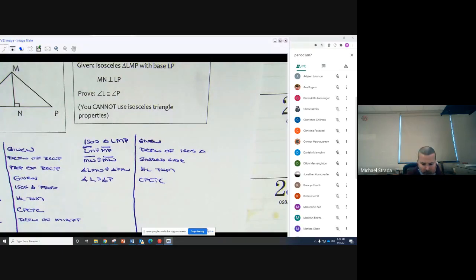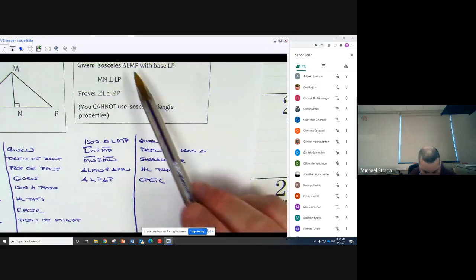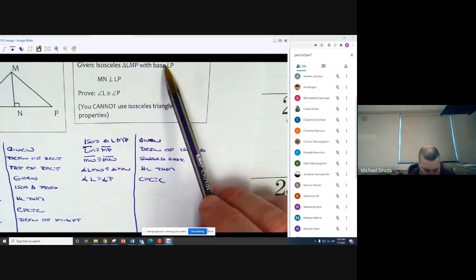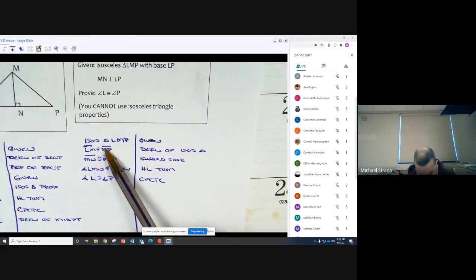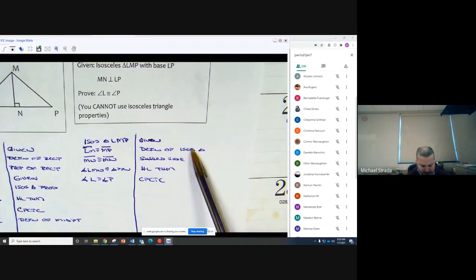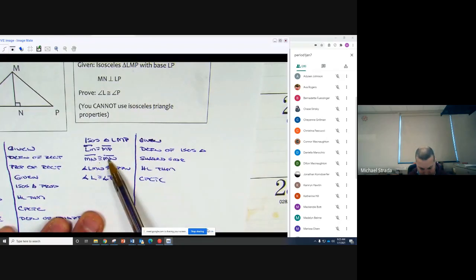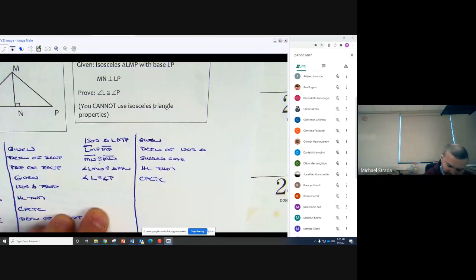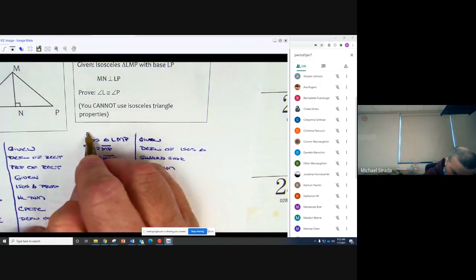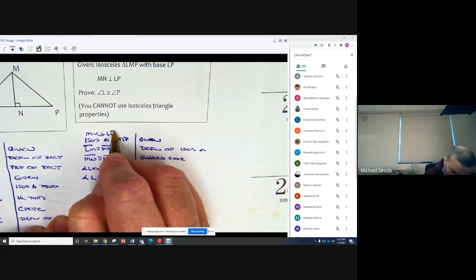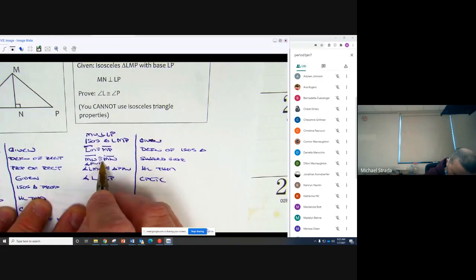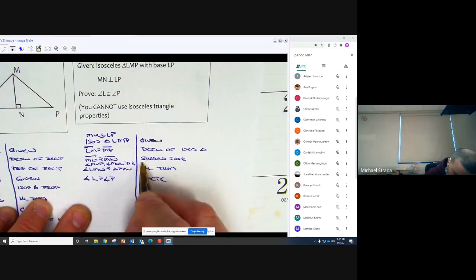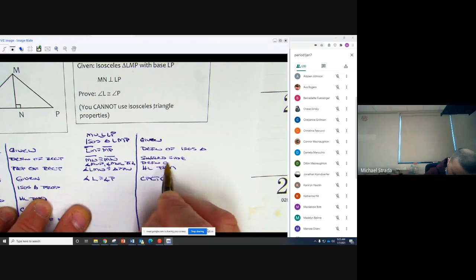All right, don't forget, when they give you the isosceles triangle with the base LP and they're telling you not to use isosceles triangle properties, we're going to say LM is congruent to MP by definition of an isosceles triangle. MN is congruent to MN by the shared side. All right, because MN is perpendicular to LP, okay, we're going to put in here that angle MNP, angle MNL are right angles. Definition of perpendicular lines.